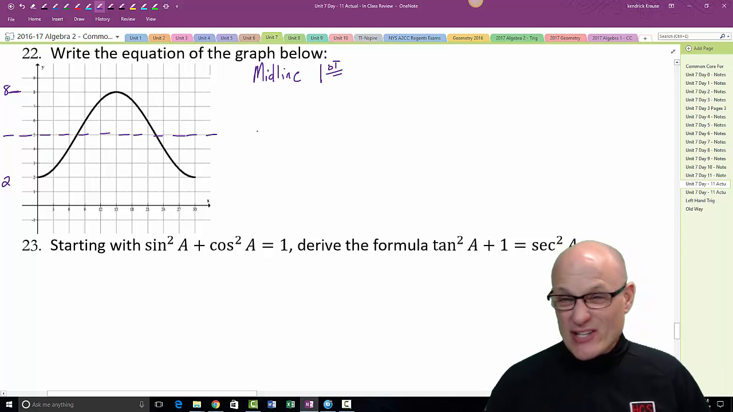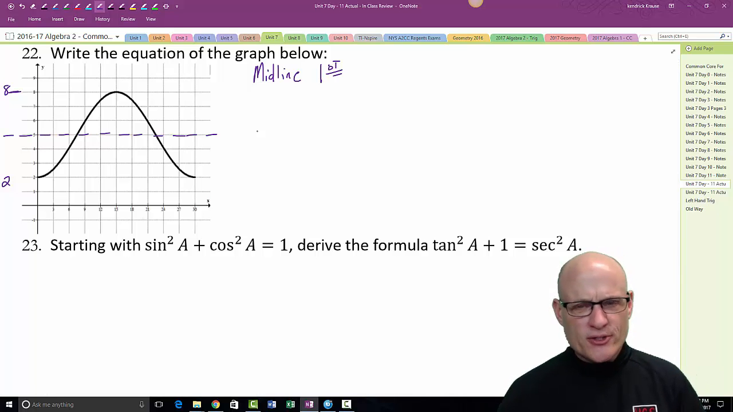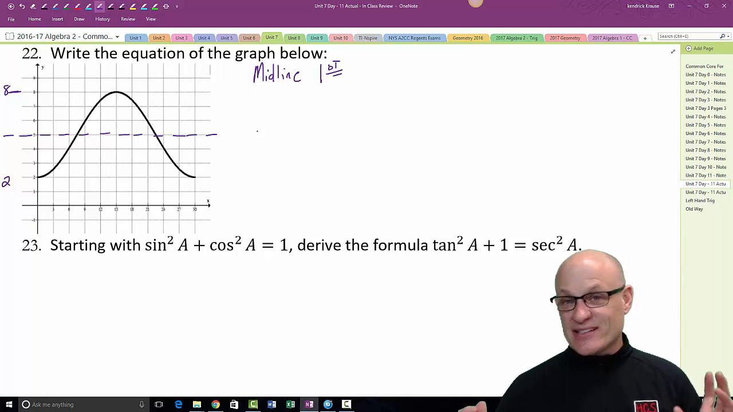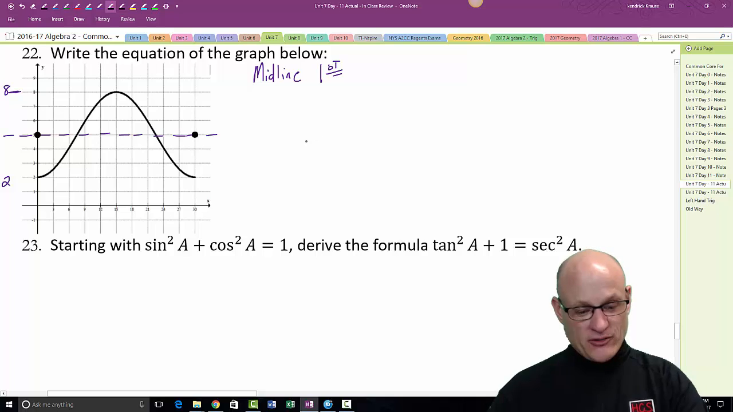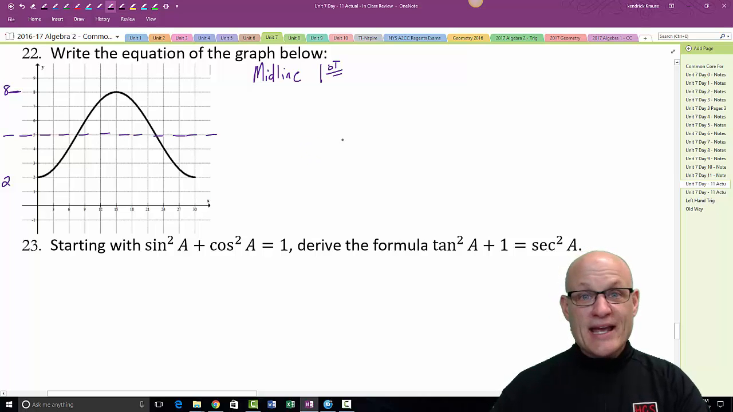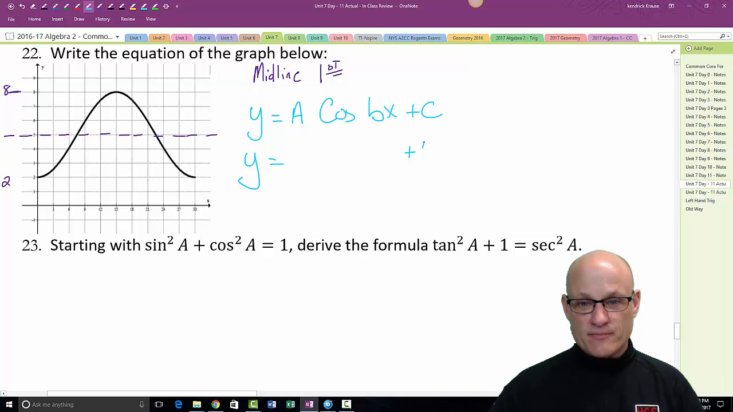Now the next thing, as soon as I find my midline, I want to determine whether or not this is going to be a cosine curve or a sine curve. Now since it doesn't start at this spot right there and end at this spot right there, it must be a cosine curve. So I know this is going to be a cosine curve. So I'm going to write this in there, generic in there. Y equals a cosine bx plus c. Now I've already found the midline, so I'm going to toss that in. That's plus 5.